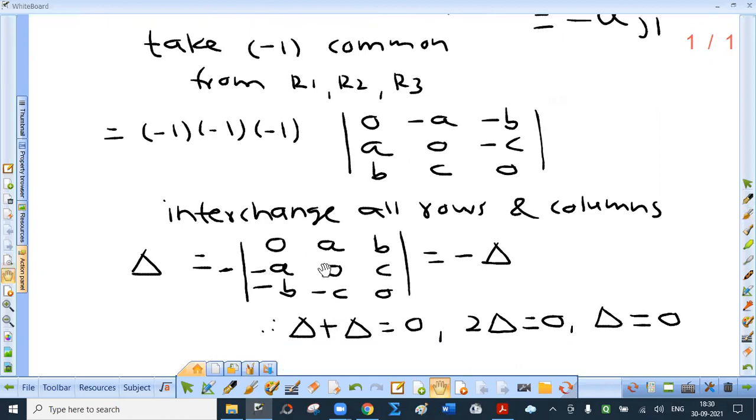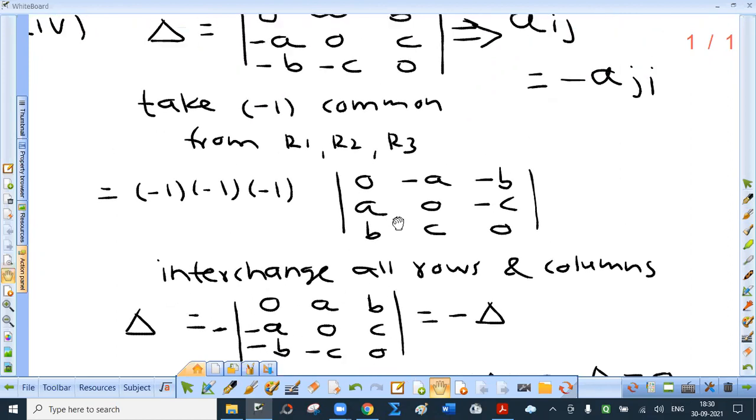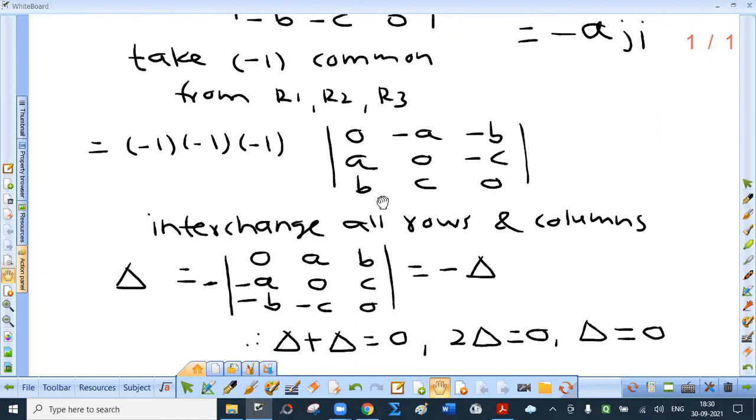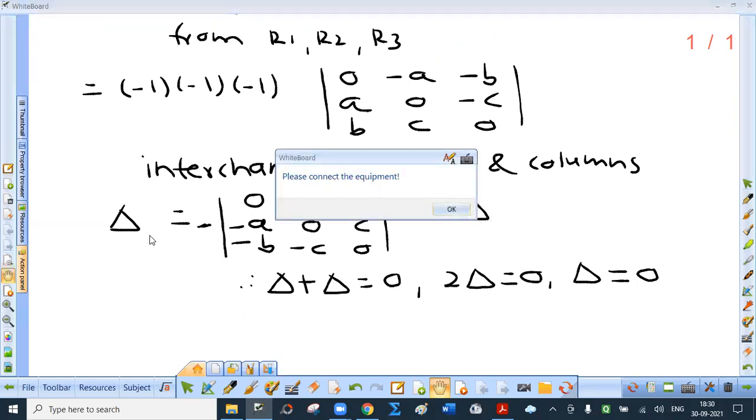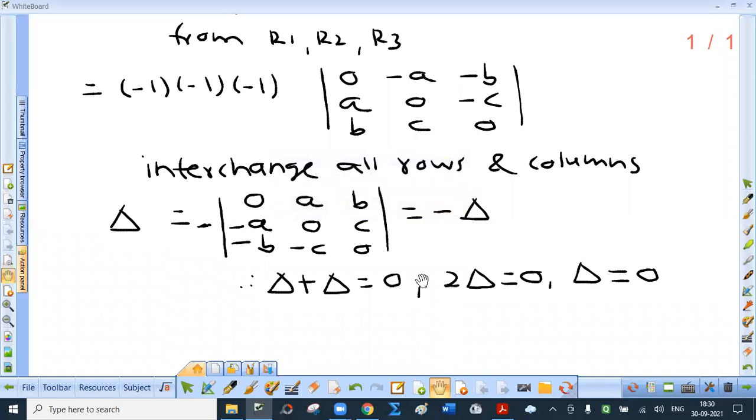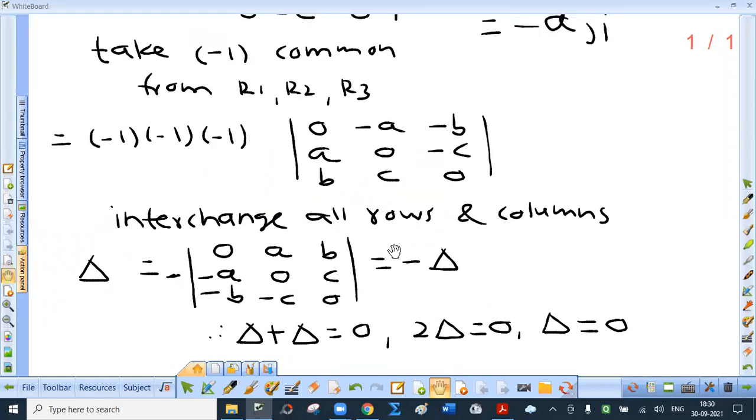Now the next step is interesting. Observe the determinant. It is nothing but the given determinant. So we have proved that delta equals minus delta. Can you tell me the number whose positive value is the same as its negative value? The only real number whose positive value is the same as its negative value is 0. Or you may shift minus delta to the LHS, so 2 delta equals 0. That is, delta equals 0.